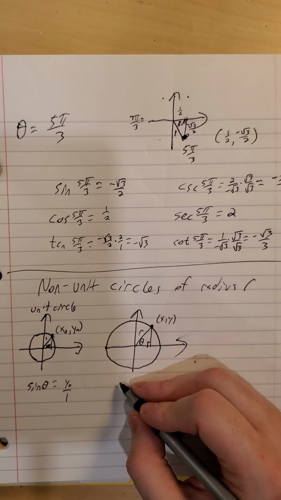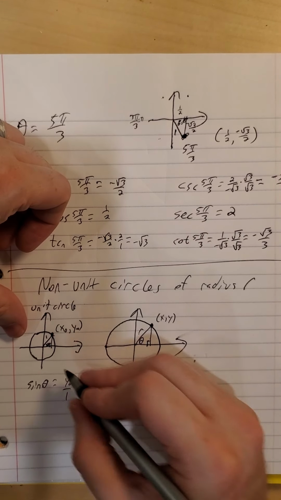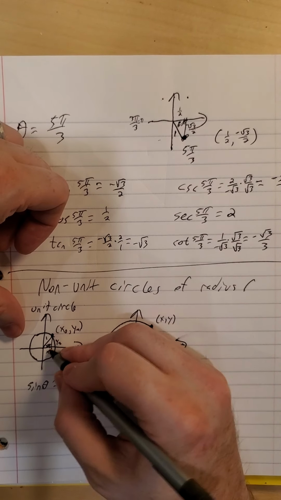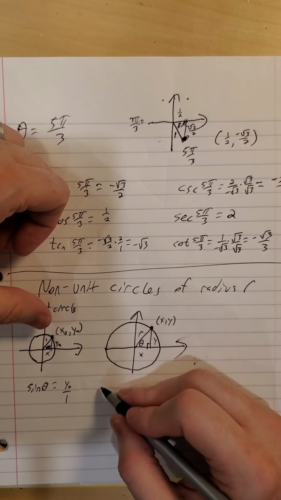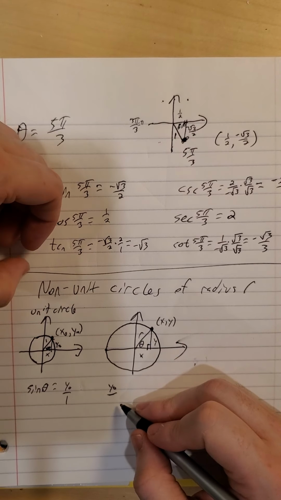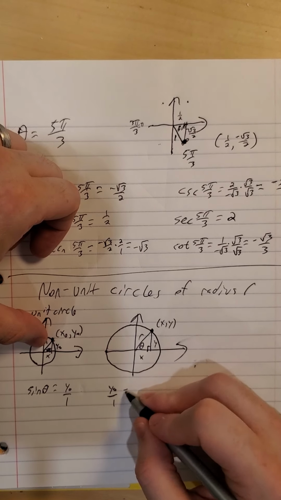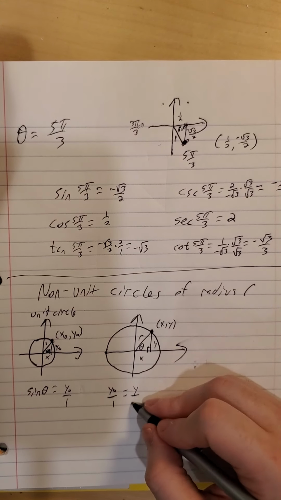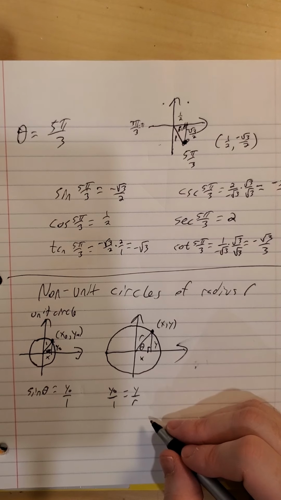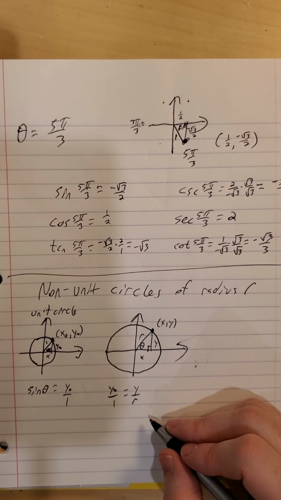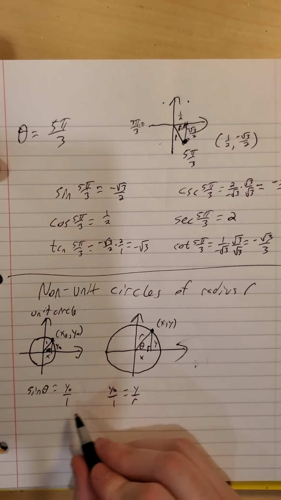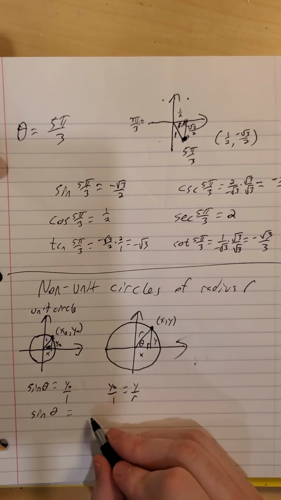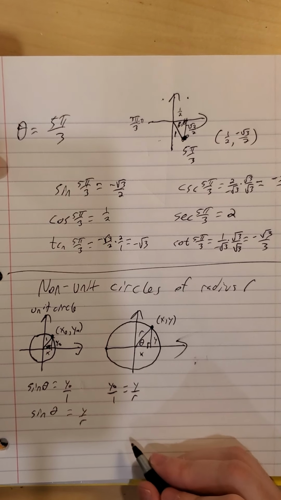We also know that the ratio of this leg, y naught, to the hypotenuse in the little triangle is the same as the leg to the hypotenuse in the big triangle. So we can also then say, by substitution, that sine theta on the big guy is equal to y over r.